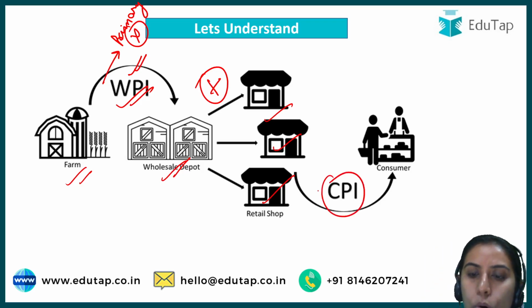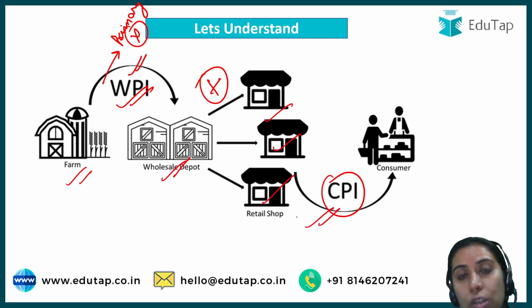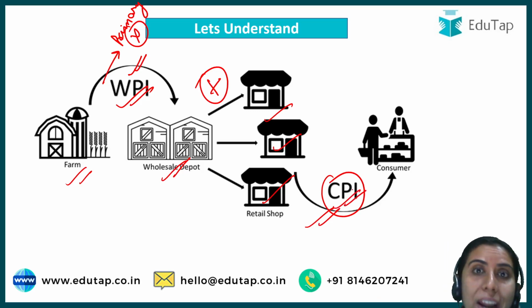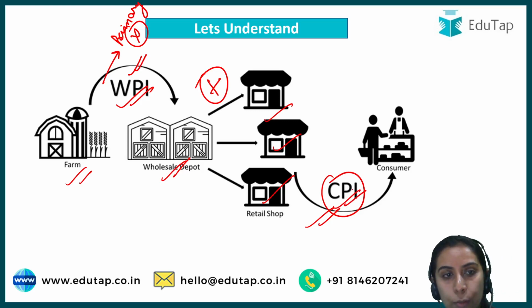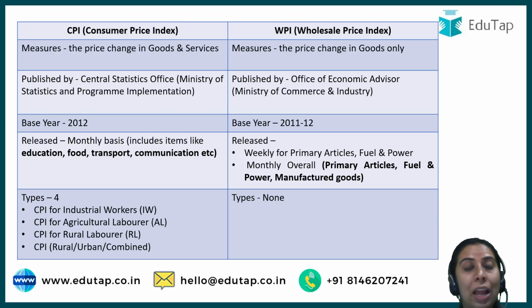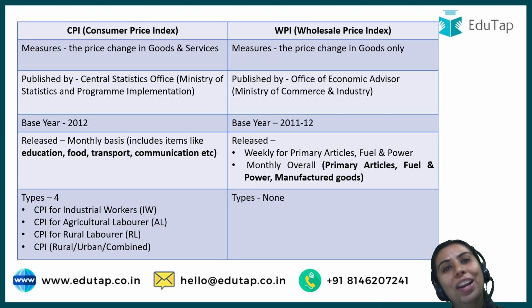So this is what is called CPI, because CPI takes the price which is given to the customers from the retail shop. Okay, I hope you understand this. This is very important for you to understand what is CPI, why it is primary, and what is WPI, and why it is called farm gate index. Okay, now this was about understanding. Now we have to know a few quick things that are relevant for your examination.